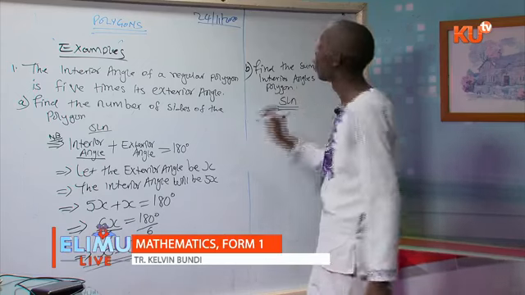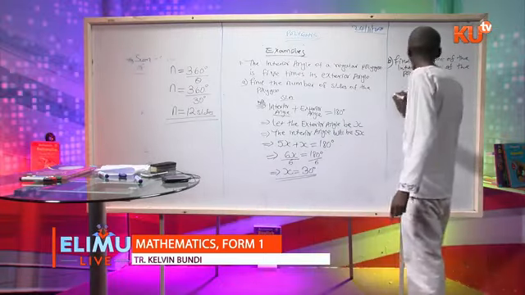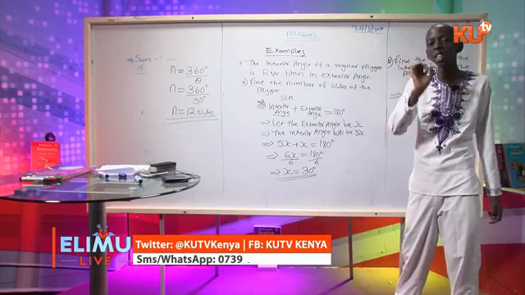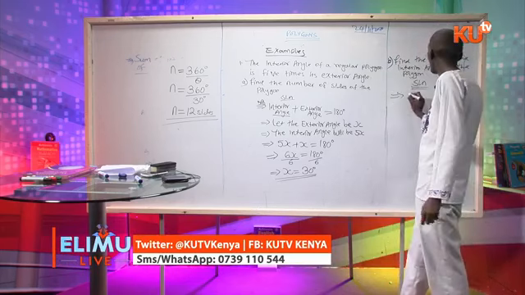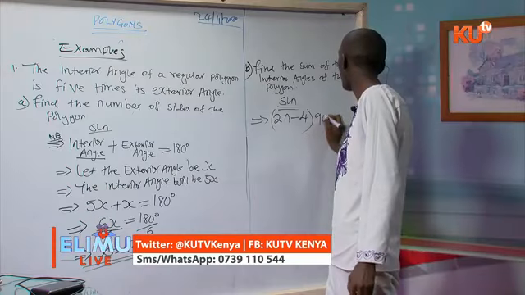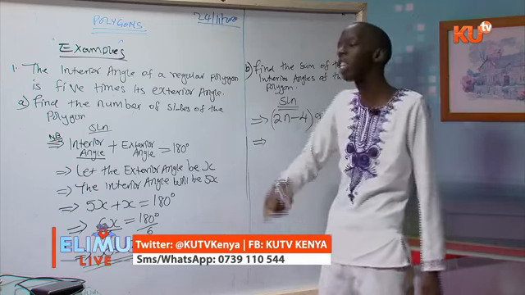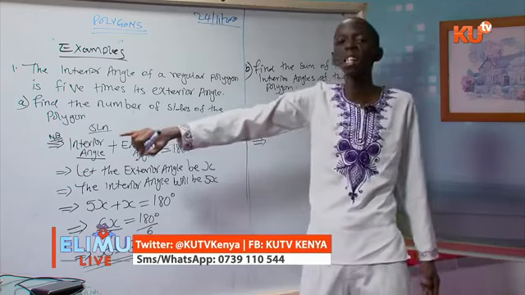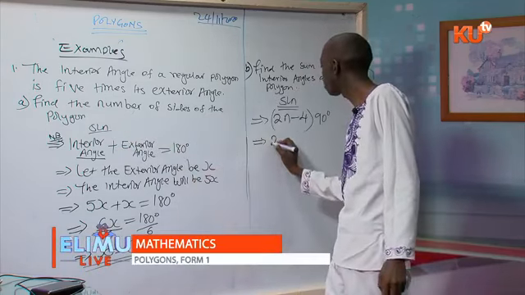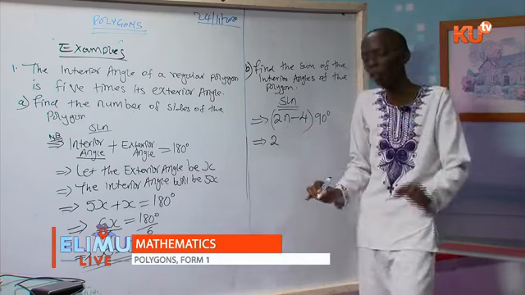Solution. We already have n. Our n is 12 sides. And as we were introducing, we said that to get the sum of the interior angles of a polygon, we use 2n minus 4, everything multiplied by 90 degrees. Now, it's simple. Using this formula, and we have gotten that the number of sides n is 12, we just substitute in our formula where we have n with 12.